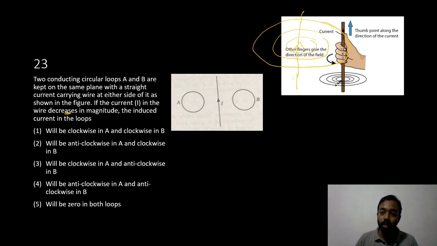So here, applying this corkscrew rule, you can find that the direction of the magnetic field at loop A is outwards from the plane of the paper. So you can just mark it like this, the front of the arrow, and near loop B it will be into the paper, because here you can see this is towards this out of the paper, and in the other side it's the other way. So here it's into the paper.